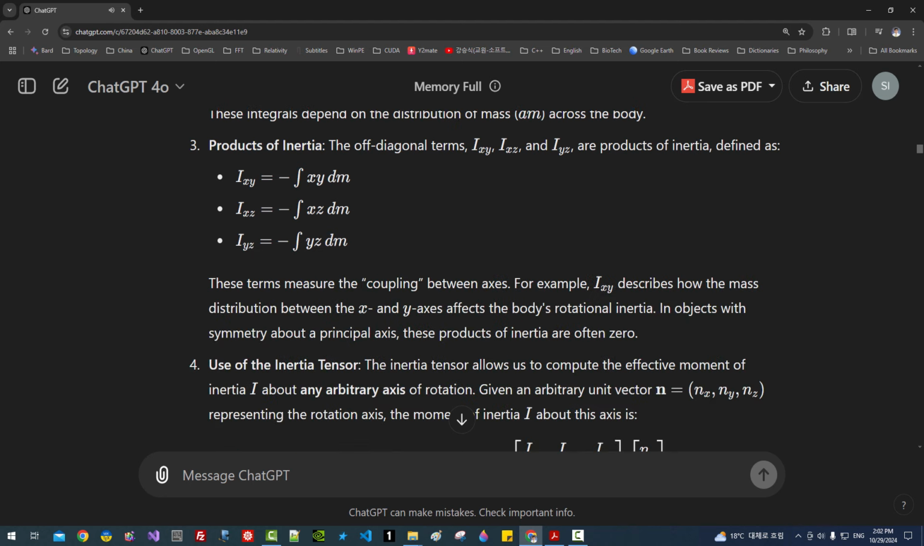3. Products of inertia. The off-diagonal terms Ixy, Ixz, and Iyz are products of inertia defined as Ixy equals minus the integral of xy dm, Ixz equals minus the integral of xz dm, Iyz equals minus the integral of yz dm. These terms measure the coupling between axes. For example, Ixy describes how the mass distribution between the x and y axes affects the body's rotational inertia. In objects with symmetry about a principal axis, these products of inertia are often zero.